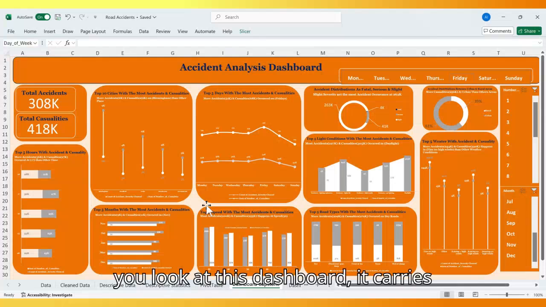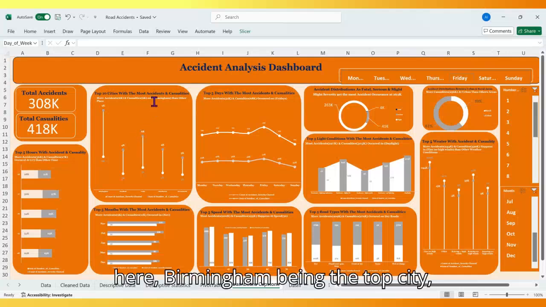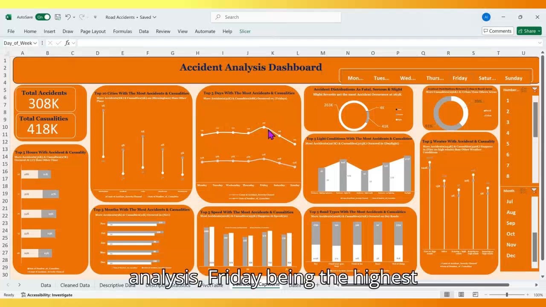This dashboard carries all the details of this data in a pictorial format. I've got the total accidents at 308,000 and the total casualties at 408,000. I've got the hour analysis of accident trends. I've got the city analysis here, Birmingham being the top city, and I've got the days analysis, Friday being the highest and Sunday the lowest.